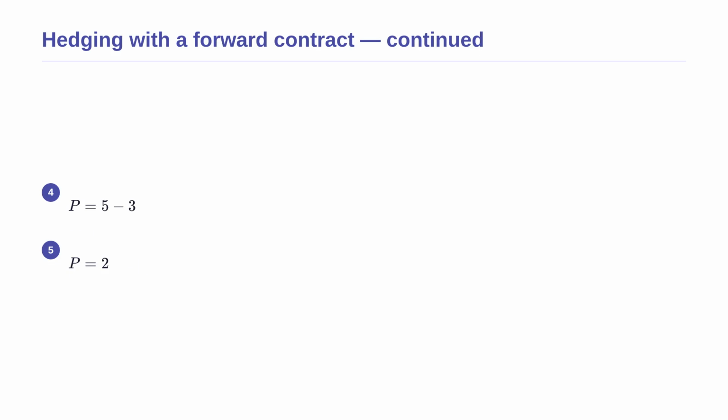Continuing with our calculation, we substitute the known numerical values into our payoff formula. We replace the final market price variable with the number 5. We replace the locked-in delivery price variable with the number 3. This sets up the basic arithmetic needed to find her savings.